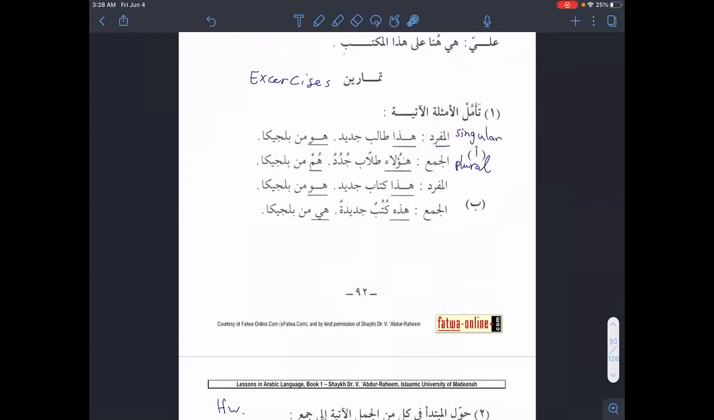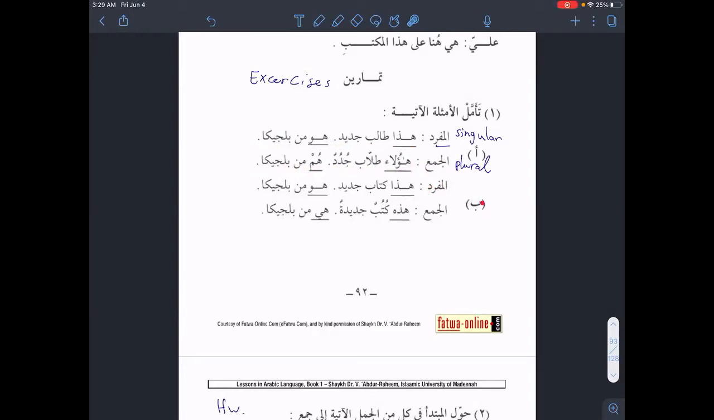المفرد, singular. هذا طالب جديد. هو من بلجيكا. This is a new student. He is from Belgium. الجمع, plural. هؤلاء طلاب جدد. هم من بلجيكا. These are new students. They are from Belgium.